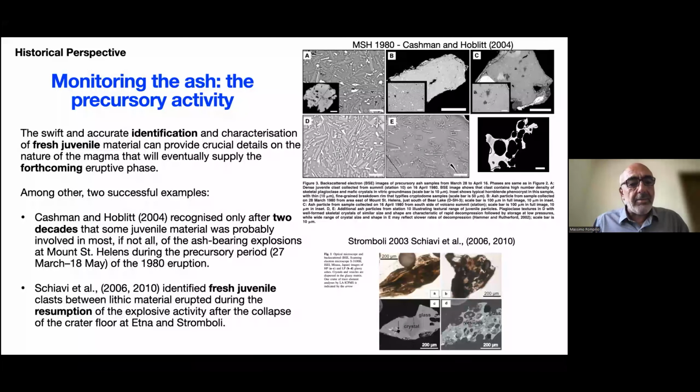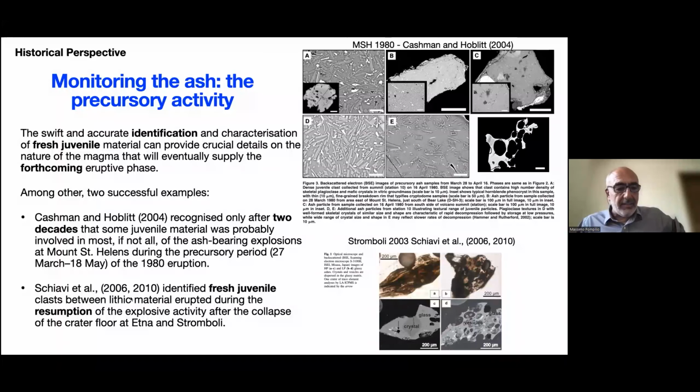For example, Cashman and Hoblitt recognized only after two decades that some juvenile material was probably involved in most of the ash-bearing explosions at Mount St. Helens during the precursory period. And this is the image of the particle. You can see the bubbles here. This is typical of magma, not totally degassed or crystallized like a lava or a dome.